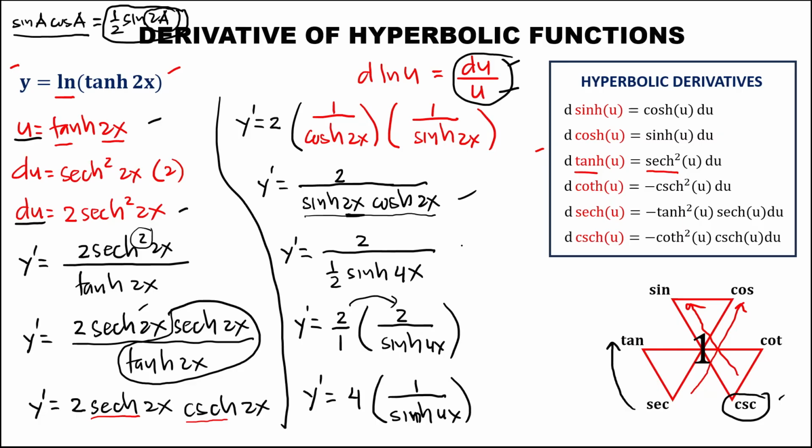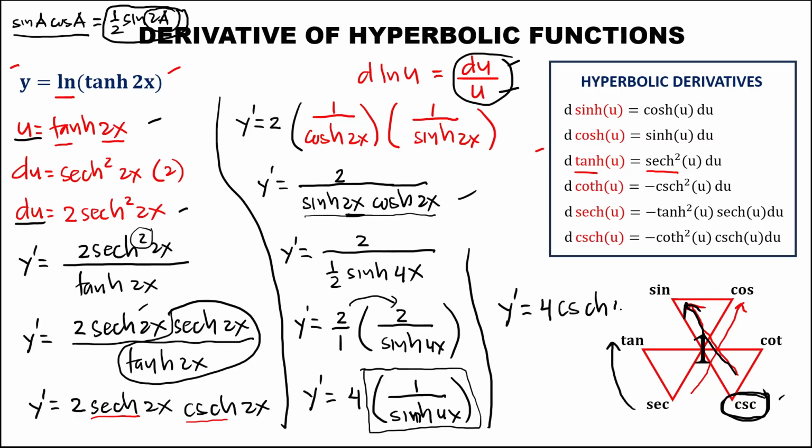Then to simplify, we have y prime equals 4. Then for this, 1 over hyperbolic sine, since 1 over sine is equal to cosecant, therefore this becomes the hyperbolic cosecant 4x. So this is now the derivative.